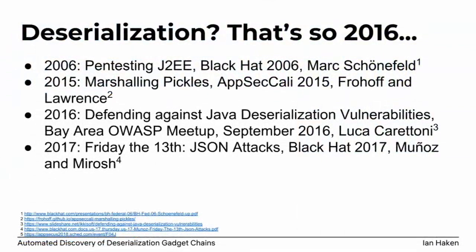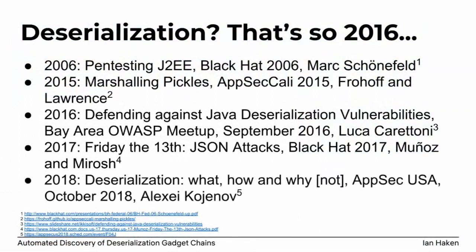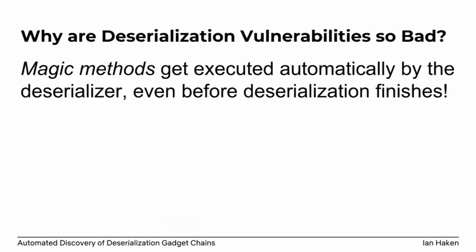So there was that talk last year. There's this talk right now. So that's the end of the deserialization story, right? No, this is still an important topic. We still haven't killed off this vulnerability class. So in October this year at AppSec USA, there's still going to be another talk about deserialization and why you shouldn't be doing this in a dangerous way and what can go wrong. So this is still a relevant topic, and it's something that we need to understand more deeply because it's obviously not going away.